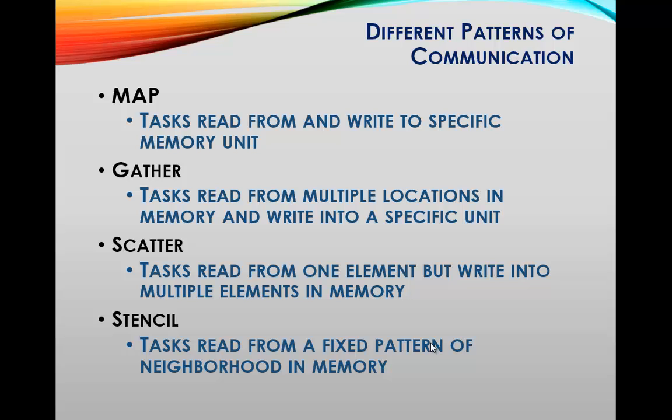It is when you have tasks that need to read and write to a specific memory unit. That means each thread will be in charge of one unit of operation and will just work with that unit. So the tasks are independent, and your threads really don't need to communicate with each other. The second communication pattern is gather, and as the name suggests, tasks read from multiple locations in memory and then write into a specific unit. And we'll see how it is actually implemented.